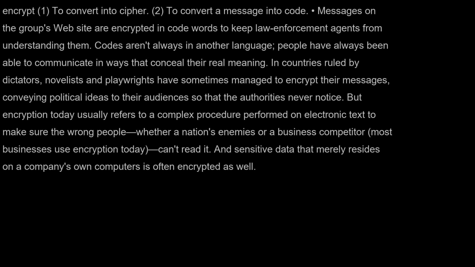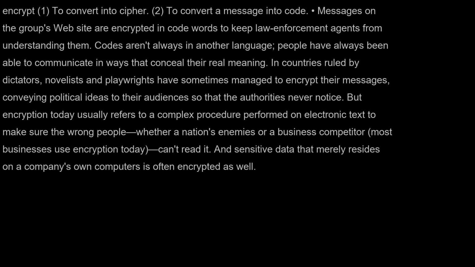Codes aren't always in another language. People have always been able to communicate in ways that conceal their real meaning. In countries ruled by dictators, novelists and playwrights have sometimes managed to encrypt their messages, conveying political ideas to their audiences so that the authorities never notice.